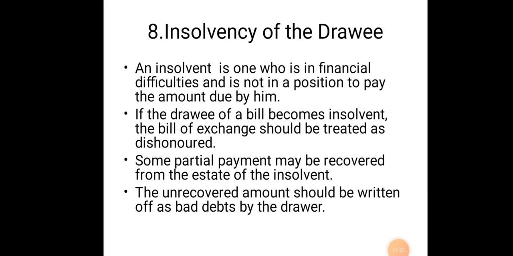Coming to the insolvency of the drawee. What do you mean by insolvency? An insolvent is one who is in financial difficulties and is not in a position to pay the amount due by him. If the drawee of a bill becomes insolvent, the bill of exchange should be treated as dishonored. Some partial payment may be recovered from the estate of the insolvent. The unrecovered amount should be written off as bad debt by the drawer.